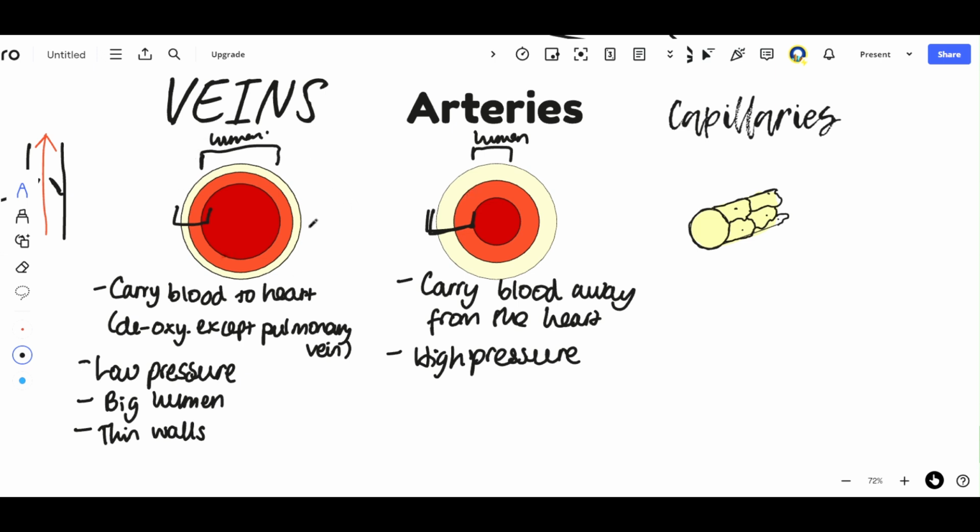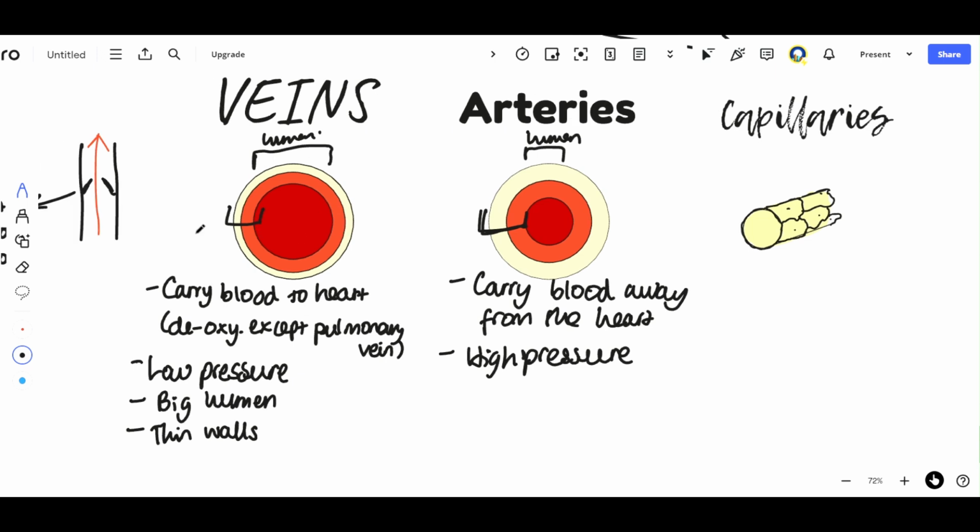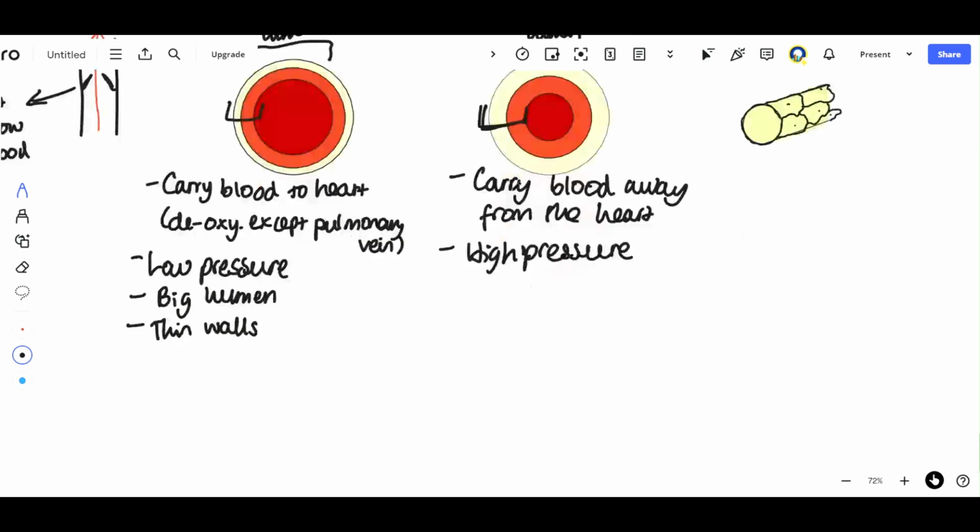If blood was flowing at a high pressure in the veins, they could rupture, for example, because veins are not adapted for that high pressure. They're adapted for low pressure, and therefore they have valves and thin walls. Arteries, on the other hand, have a thick wall because they are adapted for carrying blood at a much higher pressure, to withstand that pressure so that the arteries do not burst.